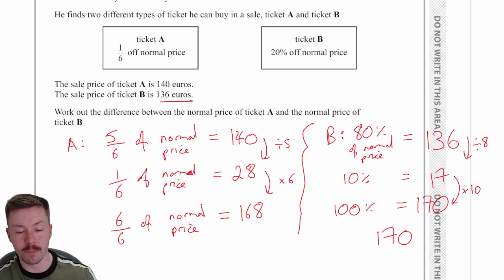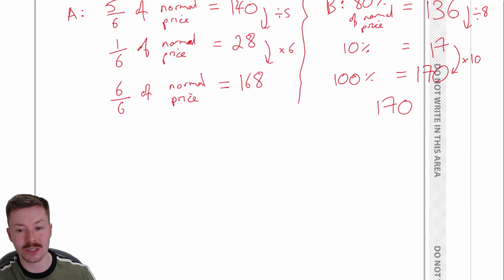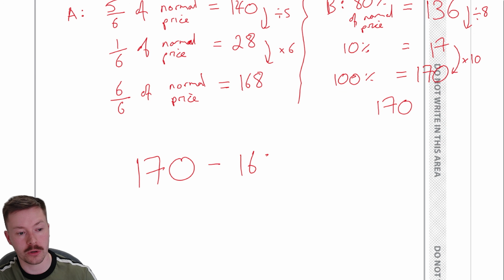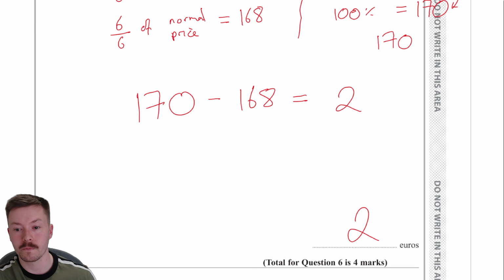So for B it's 170 euros, for A it's 168 euros. We need to work out the difference between the normal price. Well, the difference is going to be 2. It's 170 take away 168, which gives us an answer of 2.